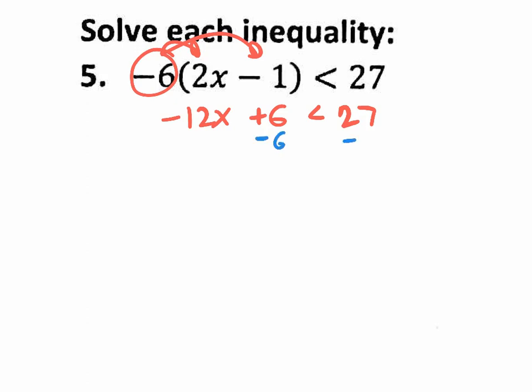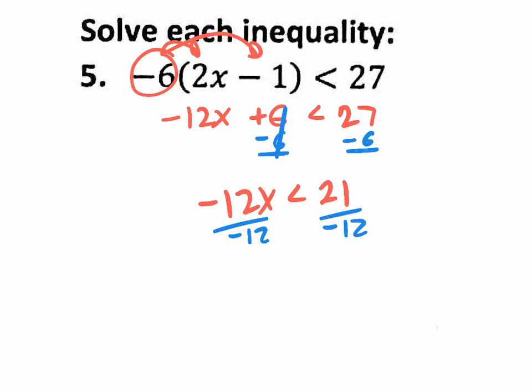Let's subtract 6. We're going to end up with negative 12x is less than, what is that? 21. Thank you. And then final step would be to divide by negative 12. Divide by negative 12. So your answer will be the 12s cancel. X is greater than, you have to flip it because we divided by a negative. Now we cannot really divide 21 by 12. If it were 24 by 12, that'd be nice. But it's 21 over 12. So at the very least, we could possibly reduce. We have to attempt to reduce.